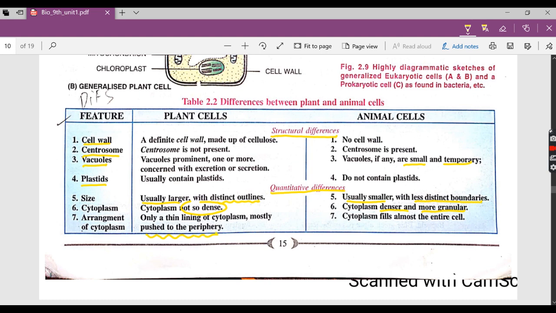And why is that so? If you recall, that is because vacuoles are very prominent in plant cells and quite large in number, because of which the cytoplasm is pushed to the periphery. On the other hand, cytoplasm fills almost the entire cell because of the absence of vacuoles in animal cells.